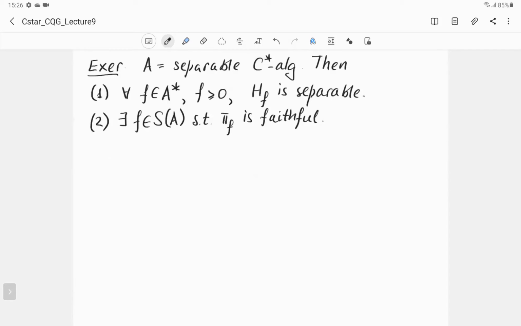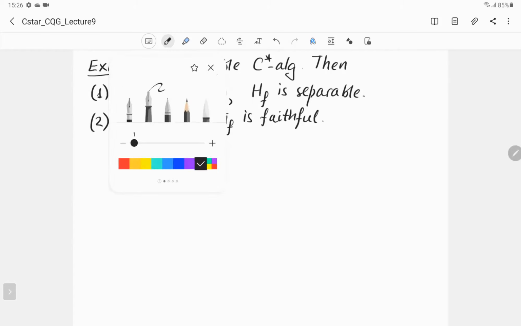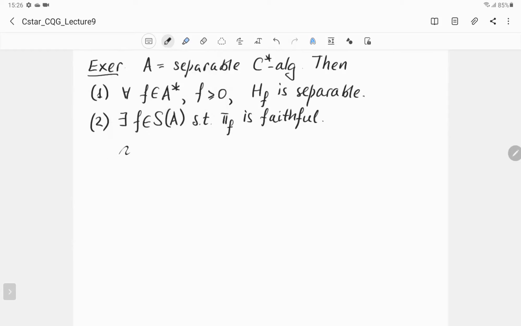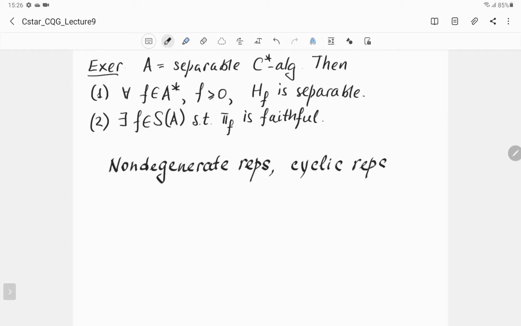Our next goal is to find a relation between three types of representations of a C-star algebra. Namely, we are going to discuss non-degenerate representations, cyclic representations, and GNS representations.